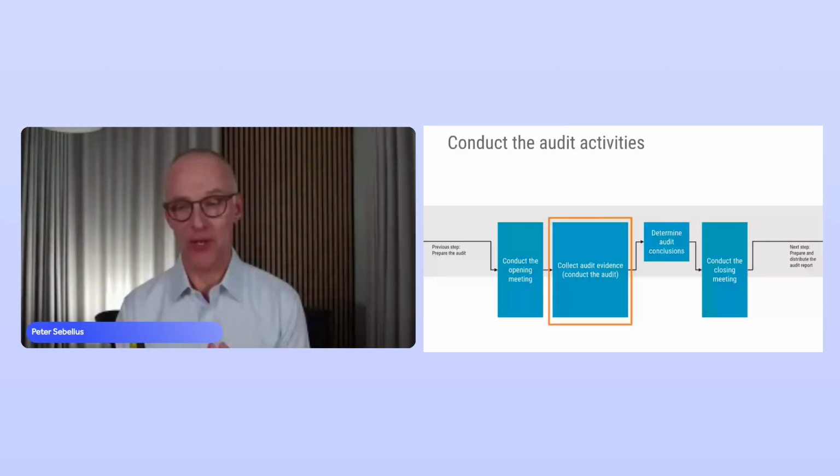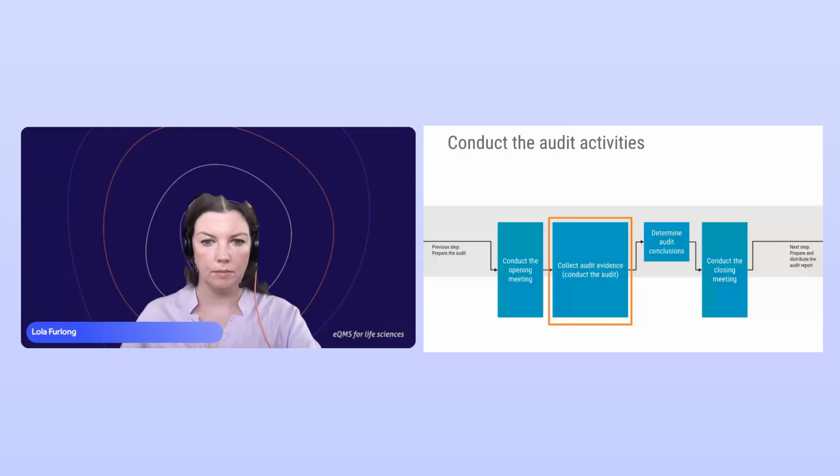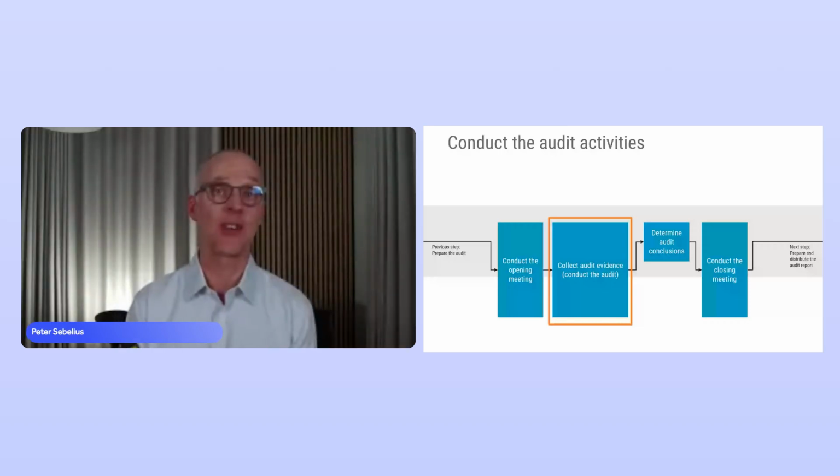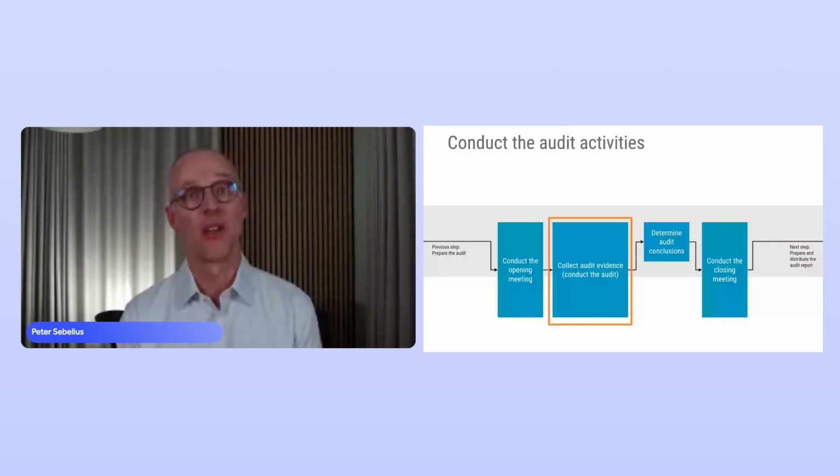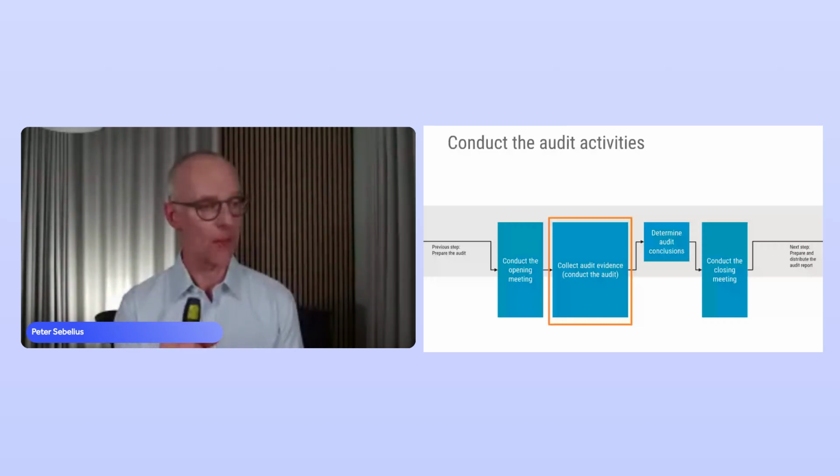And then it's time to start collecting audit evidence. Many people would say, oh, I conduct the audit. That's where you start here. But again, ISO 19011 would refer to this as collecting the audit evidence. How should you determine and then document if the audit evidence conforms to the audit criteria or not? That's what I'm going to be bringing up soon. But I had a feeling, Lola, did you have a question for me here?